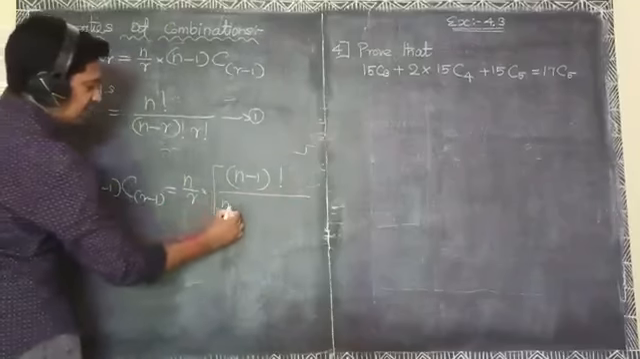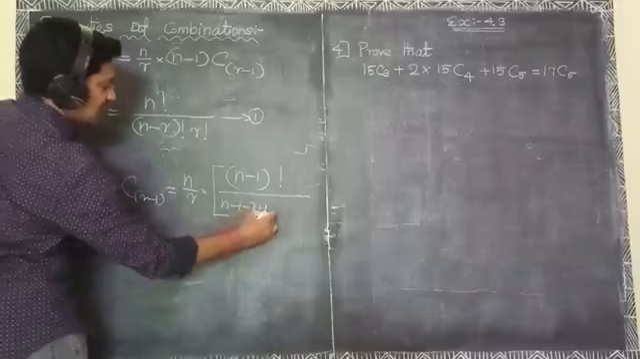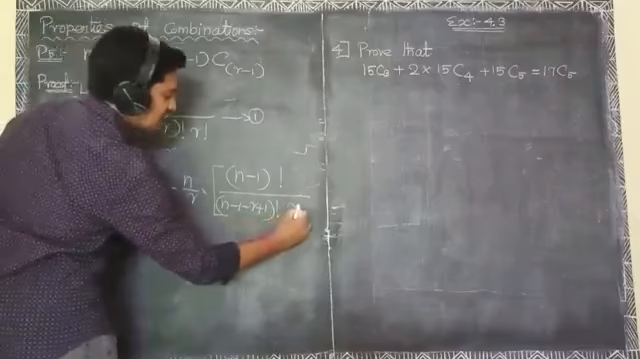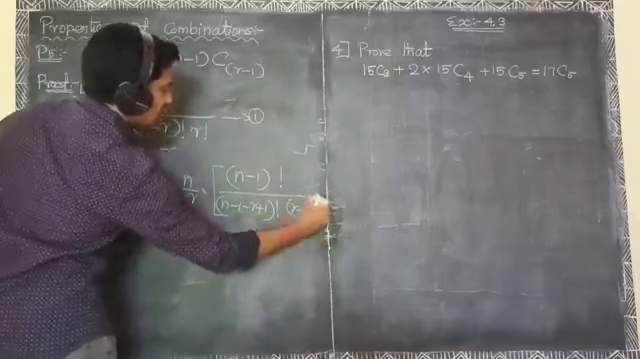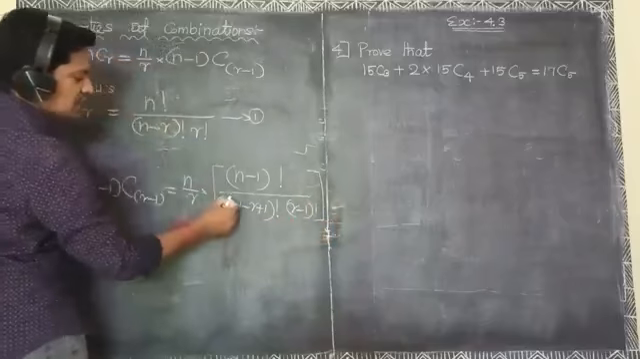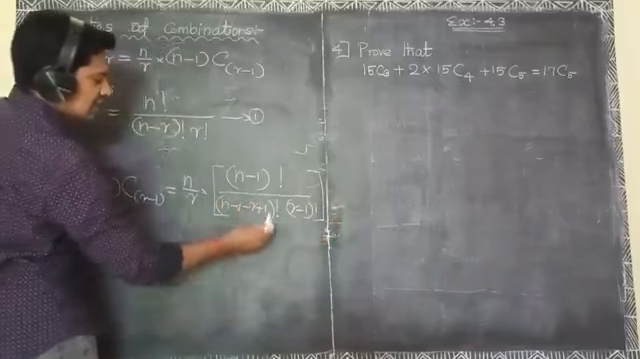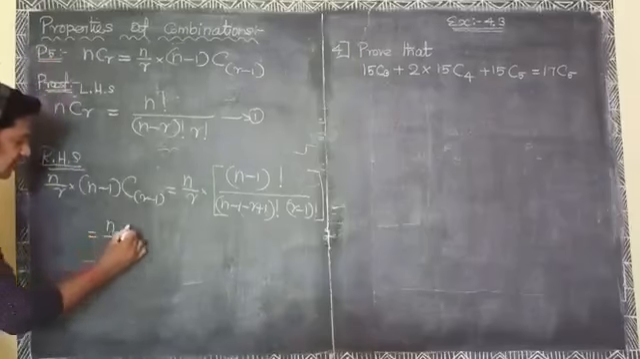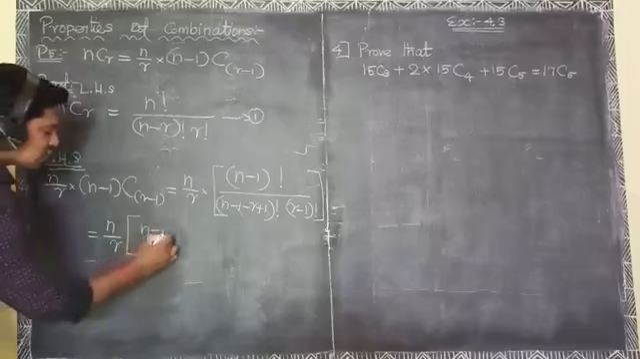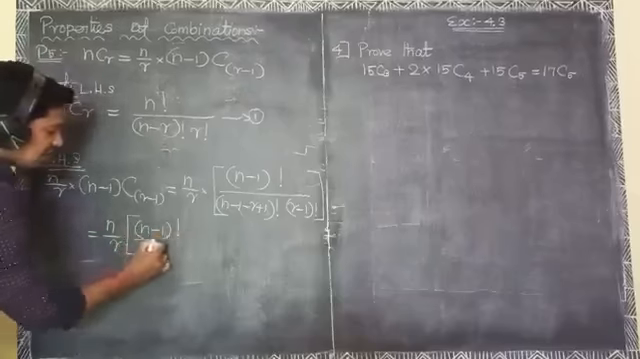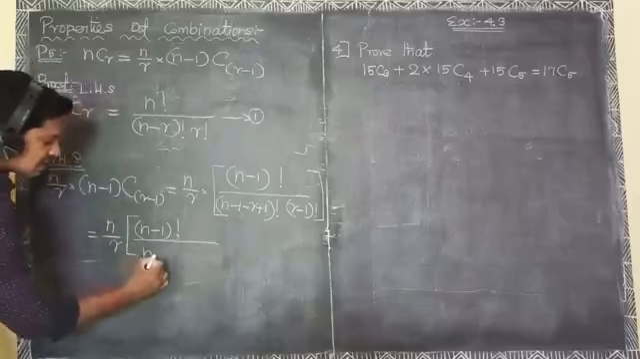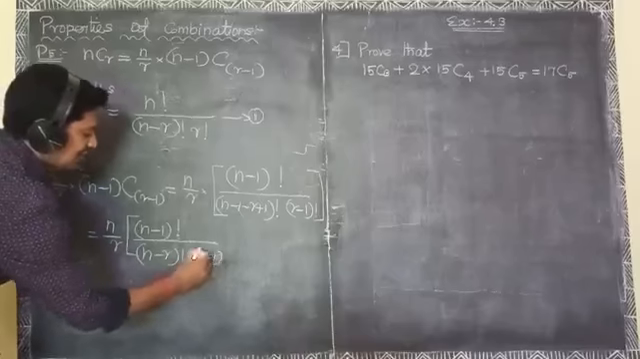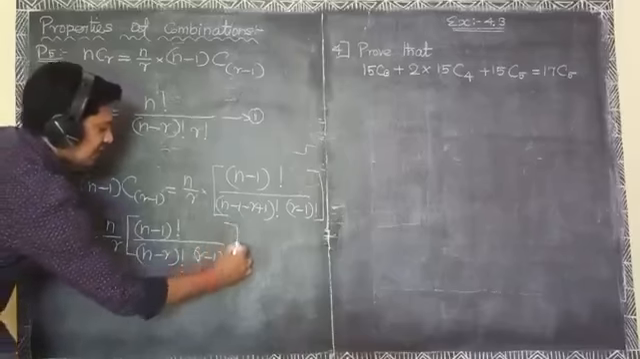Okay, n minus 1 minus r plus 1 factorial into r minus 1 factorial. Here plus 1 minus 1 cancel, then the remaining is n divided by r into n minus 1 factorial divided by n minus r factorial into r minus 1 factorial.